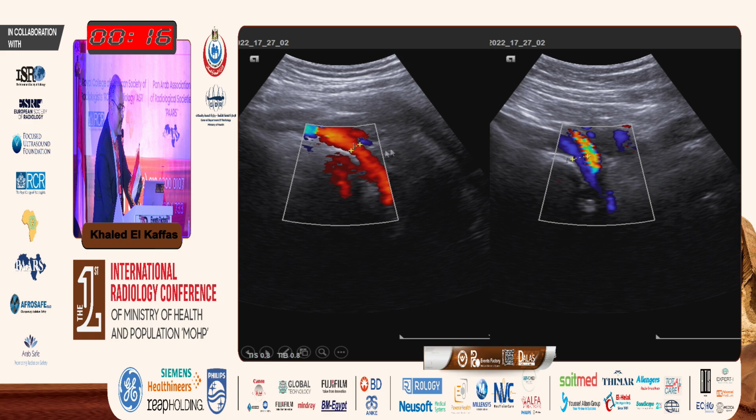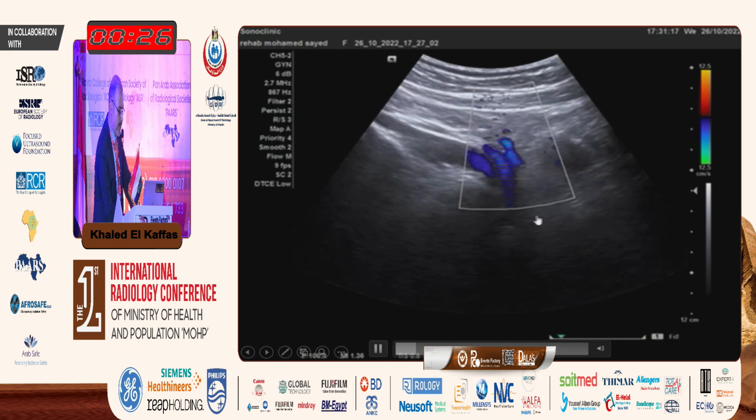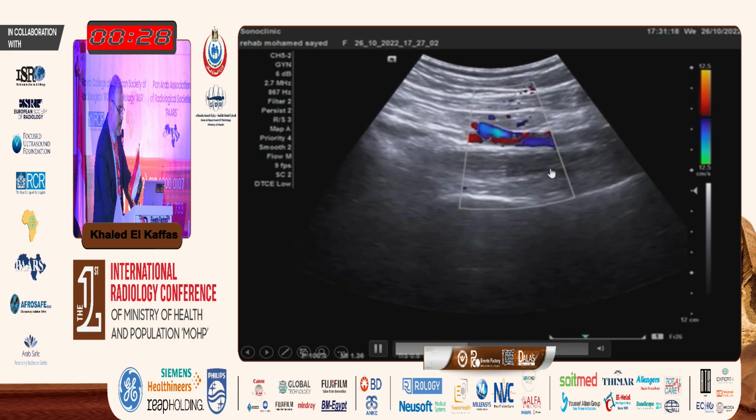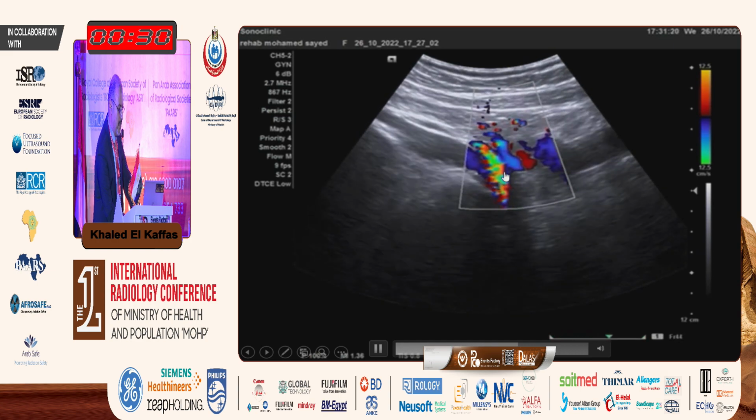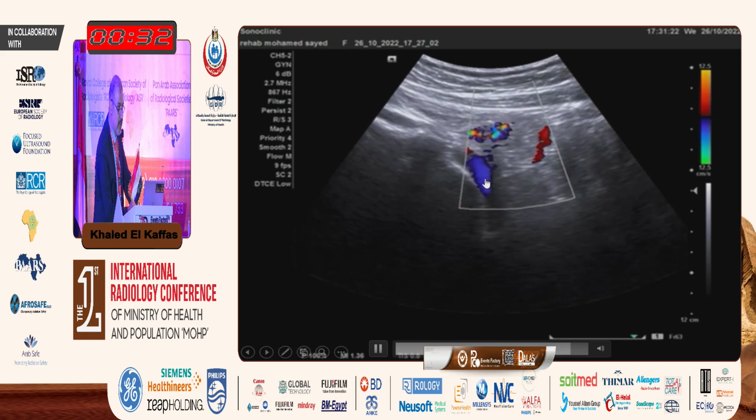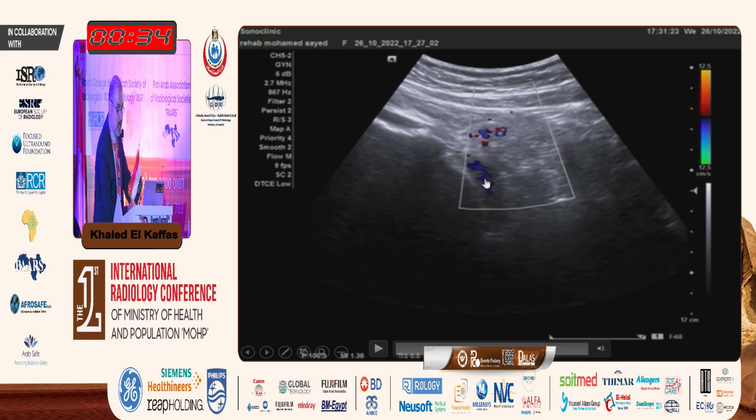You can see here the right internal iliac vein. Here is the left internal vein. You can see here reversal of flow compared to the artery. Look at this video. Here the artery is blue and the vein is blue. So absolutely there is a refluxing flow. So you compare it to the artery, if the same color, you have a refluxing internal iliac vein.